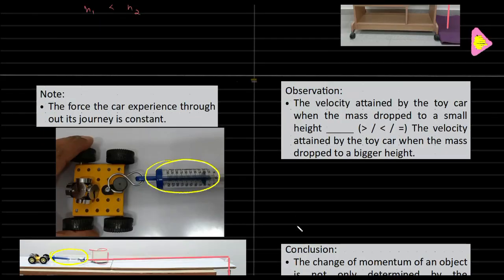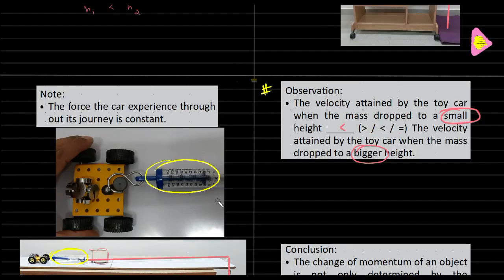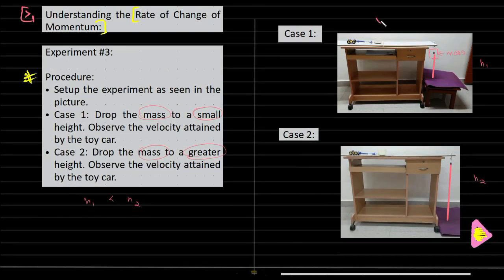So what can we observe? What did you observe? Is the velocity attained by the toy car when the mass drops to a smaller height greater than, less than, or equal to the velocity attained when the mass is dropped to a bigger height? Clearly it was lesser, is it not? So if this was v1 and this was v2, clearly v1 is less than v2.